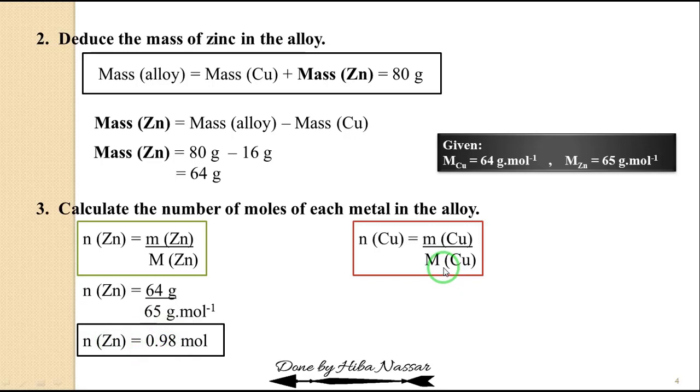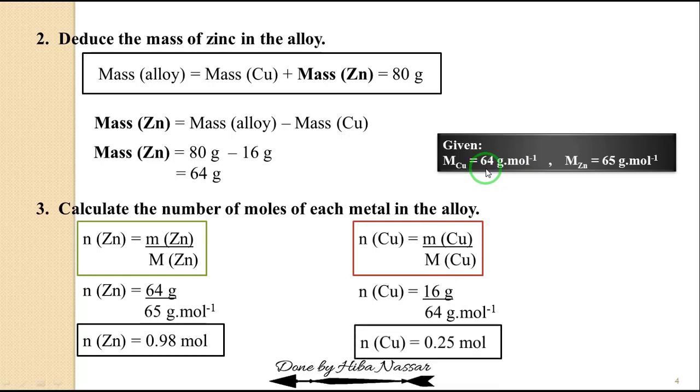Now for copper, we will use the same formula. The number of mole for copper is equal to 16 gram divided by the molar mass, which is 64 gram per mole. So you will find that the number of mole for copper is equal to 0.25 mole.